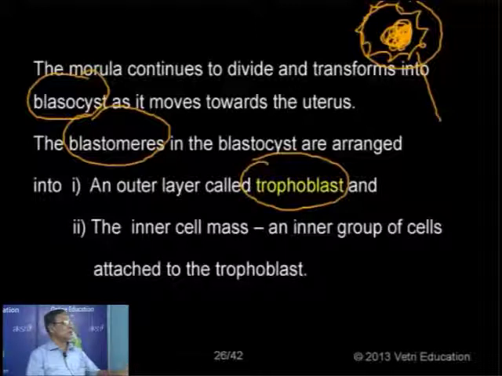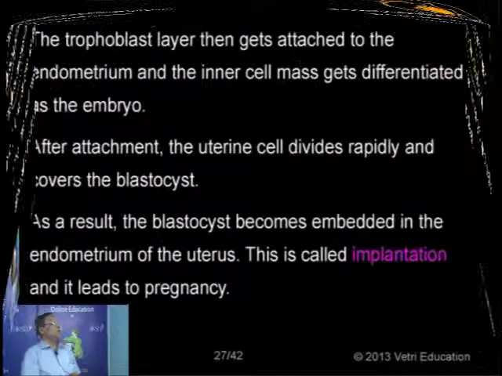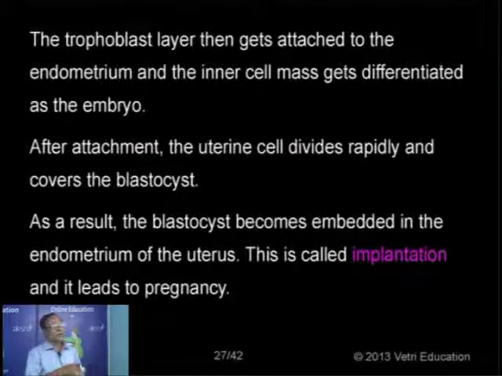Now the outer layer is called the trophoblast, and the inner cell mass contains a group of cells which are attached to the trophoblast. So once the blastocyst is formed, it is differentiated into an outer trophoblast layer and an inner cell mass that is attached to the trophoblast. Now what is happening? Further, the embryo is moving towards the uterus. And now what will happen?